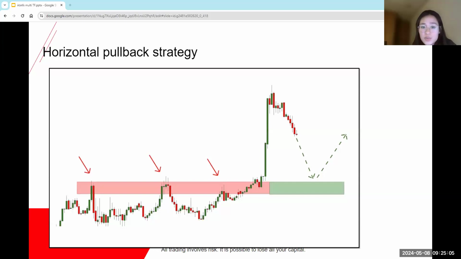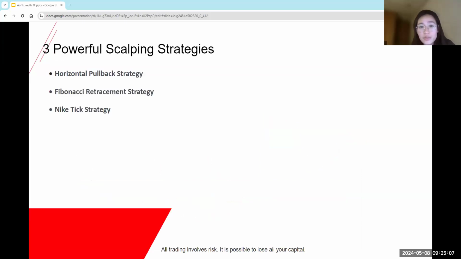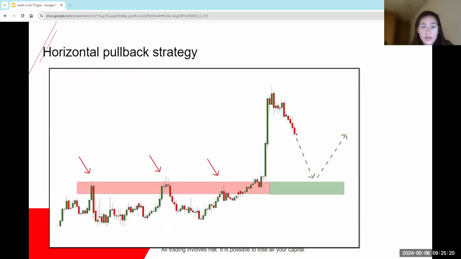Okay, first we have the pullback. We are going to start off with the horizontal pullback, followed by Fibonacci retracement, and then lastly we have the Nike take. Okay, let's start off with horizontal pullback.